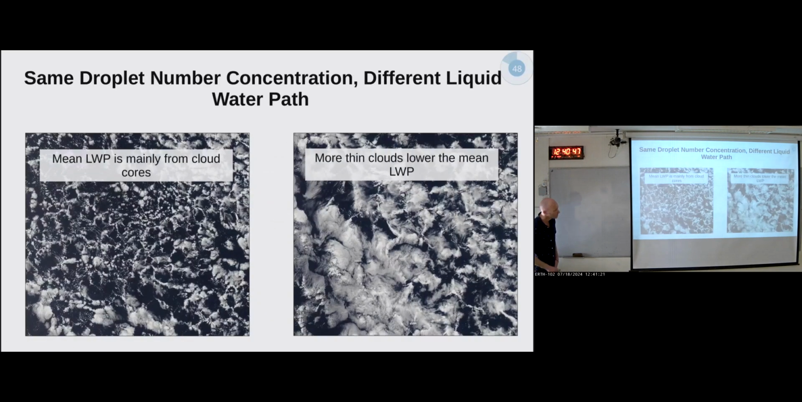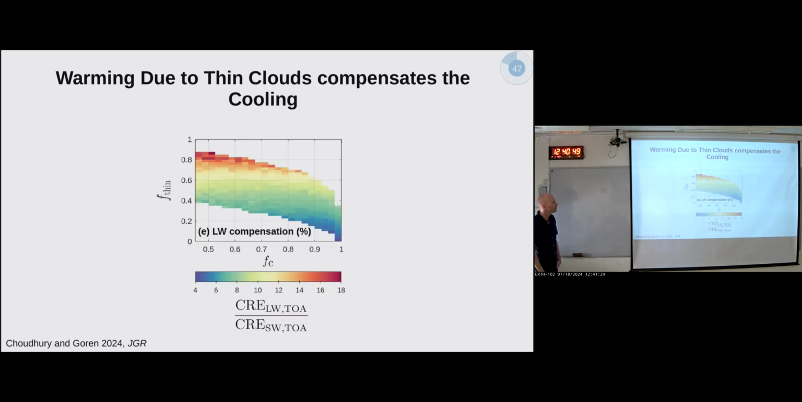So what's FC? What are the contours? The colors, this is the compensation. This is the ratio between the long wave and the short wave that I showed before.